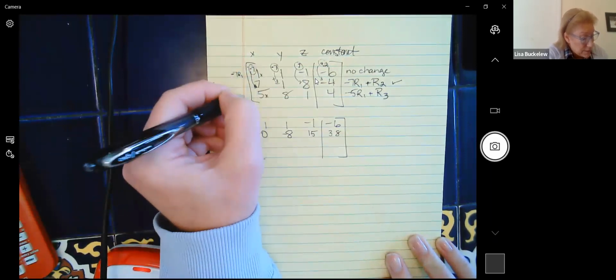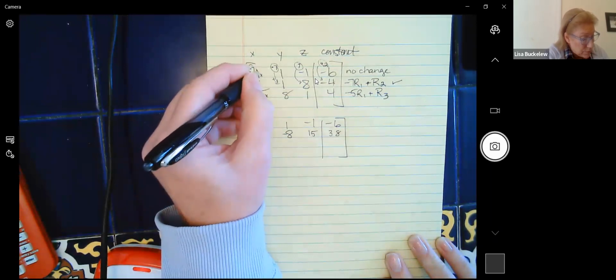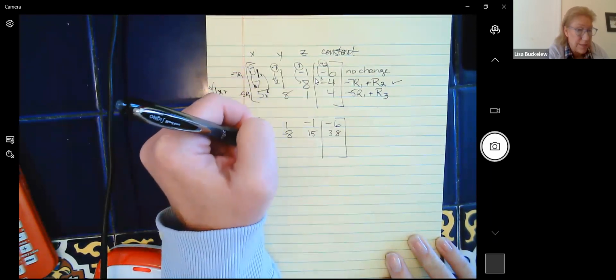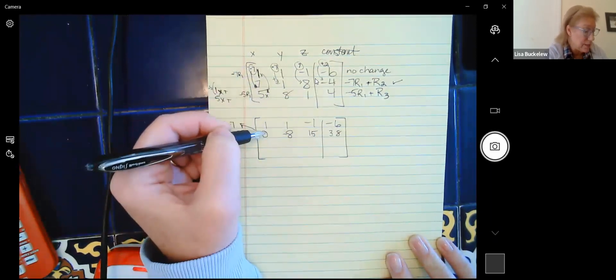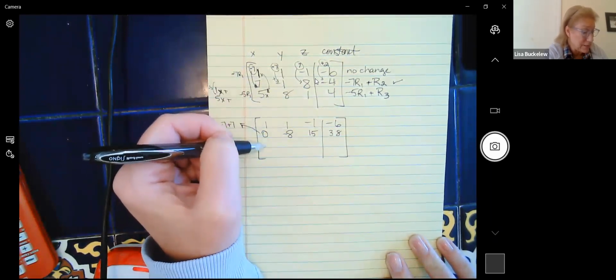So what I'm going to do here is take negative 5 times the row 1 up here, and then add it down here to these numbers. And that should create a 0 here, which is the whole goal. I'm trying to get the zeros in these 2 spots here, because that's the same thing as eliminating my x's.